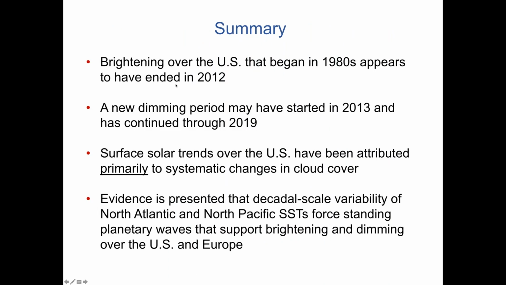So in summary, brightening over the US that began in the 80s appears to have ended in 2012. A new dimming period may have started in 2013 and has continued through the present. Surface solar trends over the US have been attributed primarily to systematic changes in cloud cover. And evidence is presented that the decadal variability of North Atlantic and North Pacific SSTs force standing planetary waves that support brightening and dimming over the US and Europe. Thank you.